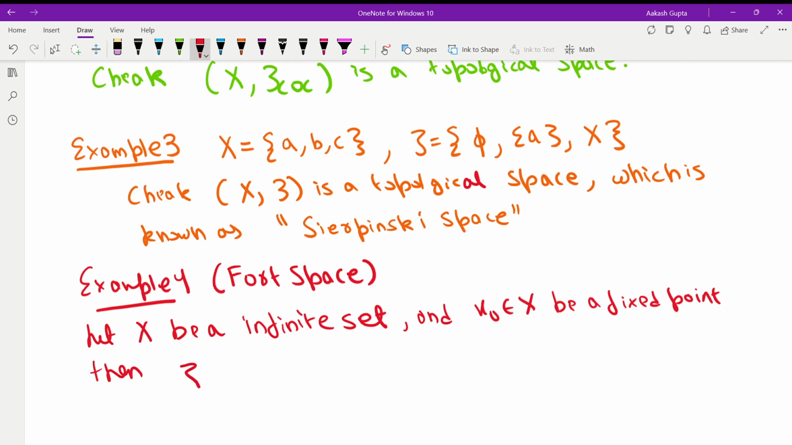Then, let us define a collection. So it is all open sets U such that, carefully see what's the condition. One of the two things should be there. So, the cardinality of X minus U is finite, or x naught is not in U.